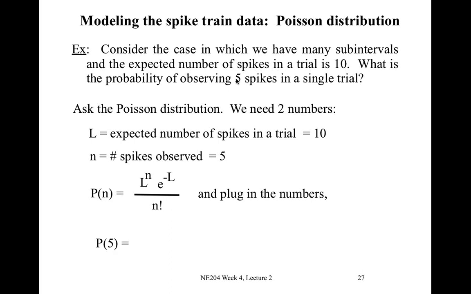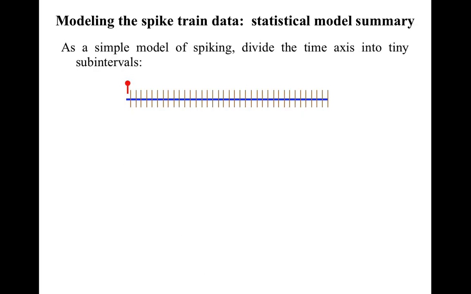So we want to know the probability of 5 spikes. In this case, we just substitute in the values. Here, L is 10. We have this N is 5. And we could plug this into our calculators or MATLAB, and we get a number, 0.0378. So we expect about 3.7% of the time to get 5 spikes in a single trial, although the expected number is 10. Okay, so it's very easy to compute these quantities now that we have the Poisson distribution as one of our tools. We just need to remember what these values L and N represent.